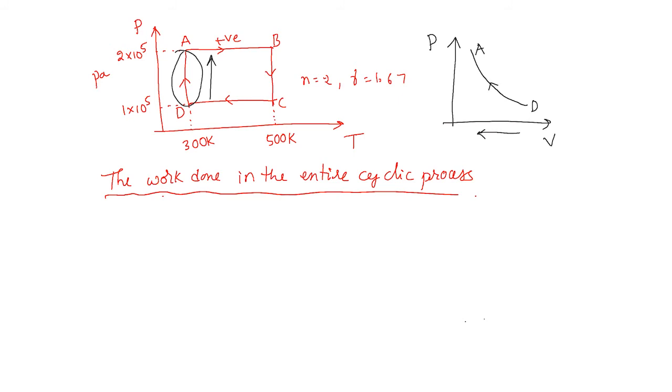Already we calculated, right? nR(T2 minus T1). So what is that work done? It is 400 R. Now the process B to C is an isothermal process again. Here the pressure is decreasing, so volume will increase, right? So B to C, pressure is decreasing, isothermal process. If the pressure decreases, volume will be increasing. So work done will be positive here.